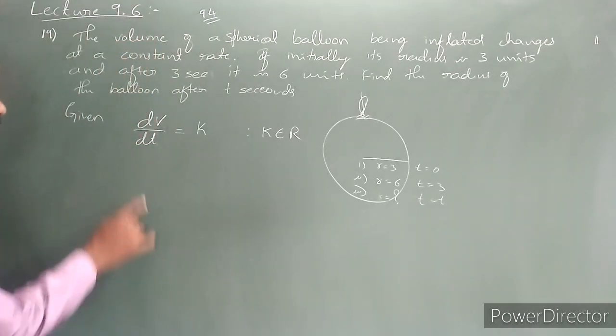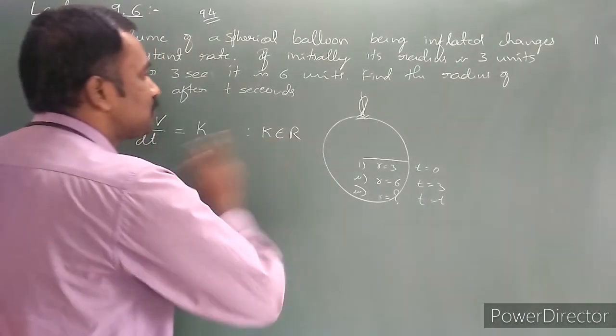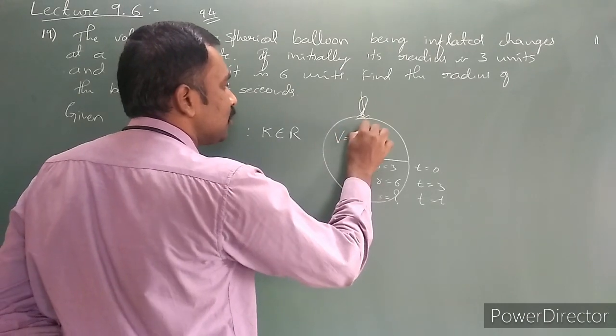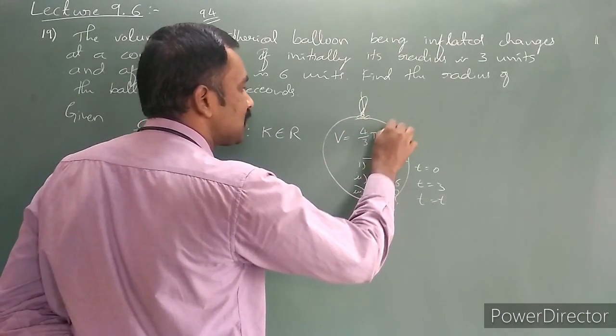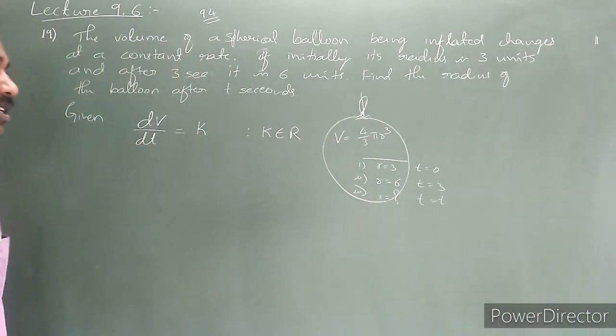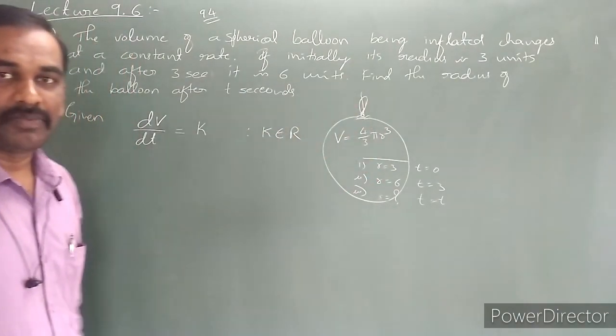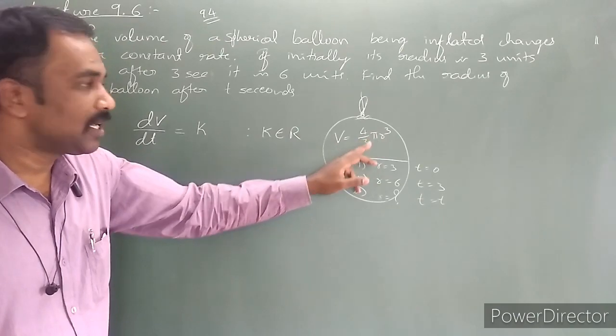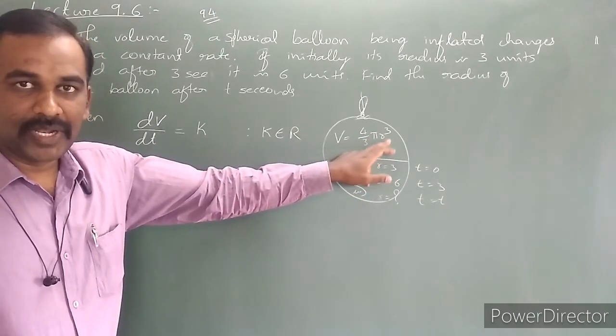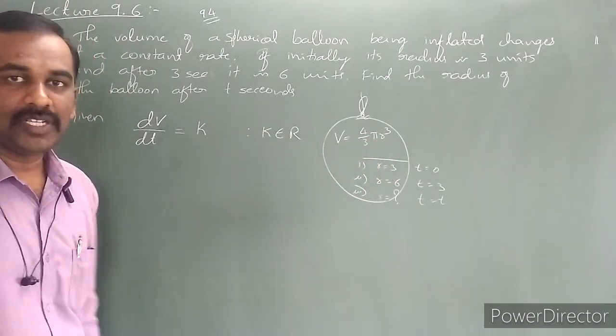Now observe the volume of the sphere. What is the volume of the sphere? The volume of the sphere is 4 by 3 pi r cube. Here, in terms of radius, 4 pi by 3 is a constant. Radius is varying, and depending upon the radius, volume is varying.